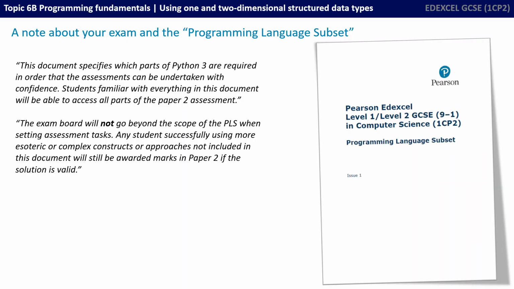So the exam board at EDEXCEL have released a document that they call the Programming Language Subset, which you can see here on the right. This document specifies which parts of Python 3 are required in order that the assessment can be undertaken with confidence. Students familiar with everything in this document will be able to access all parts of the Paper 2 on-screen assessment. The exam board will not go beyond the scope of this document when setting you any questions in the Paper 2 exam. Any students who do successfully use more complex methods, which are not included in the document, will still, however, be awarded marks.